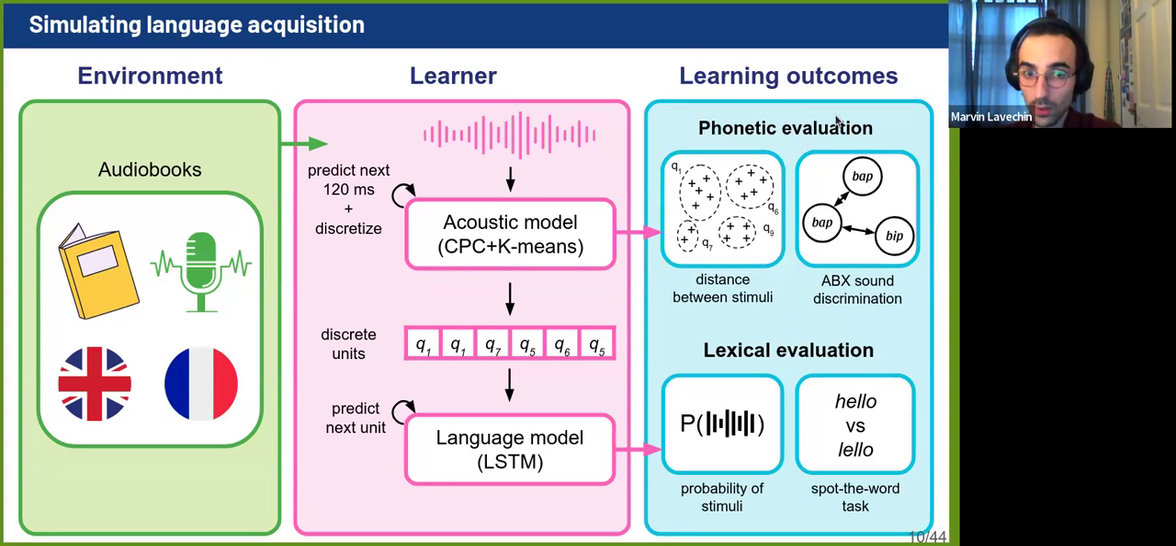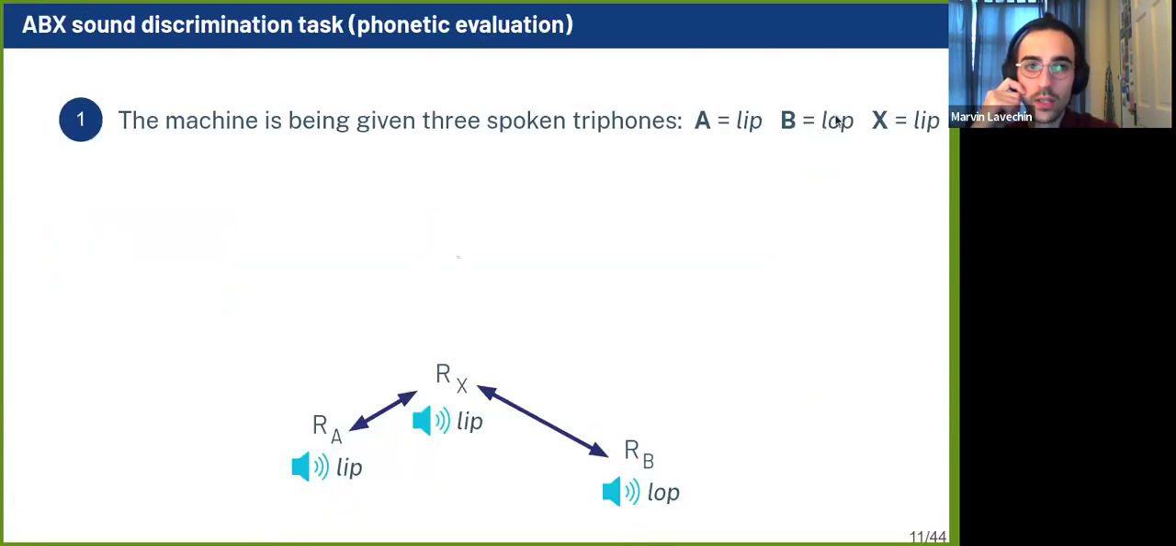At test time, when we want to test the learning outcomes of the model, we used two tasks that are directly inspired by how we evaluate human language capabilities in the lab. In the first task, the phonetic evaluation, we evaluate the model's sound discrimination capabilities. In the second task, the lexical evaluation, we evaluate the model's capability to recognize the auditory form of words. I will give more details about the evaluation now.